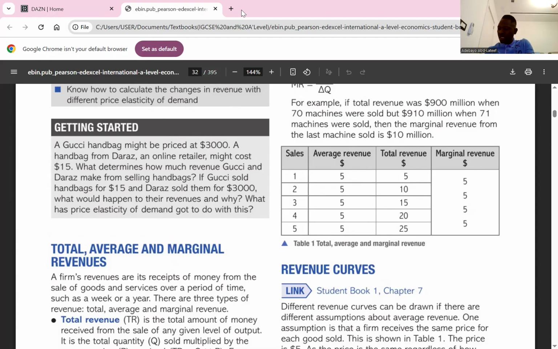Any question about that? No. So now you know the formula for total revenue. It is price multiplied by quantity sold. Average revenue is total revenue divided by the quantity sold. And the marginal revenue is change in total revenue divided by change in quantity sold, or TR2 minus TR1. Any question about that? No. Good. So that is about total revenue. So we're going to revenue curves now.